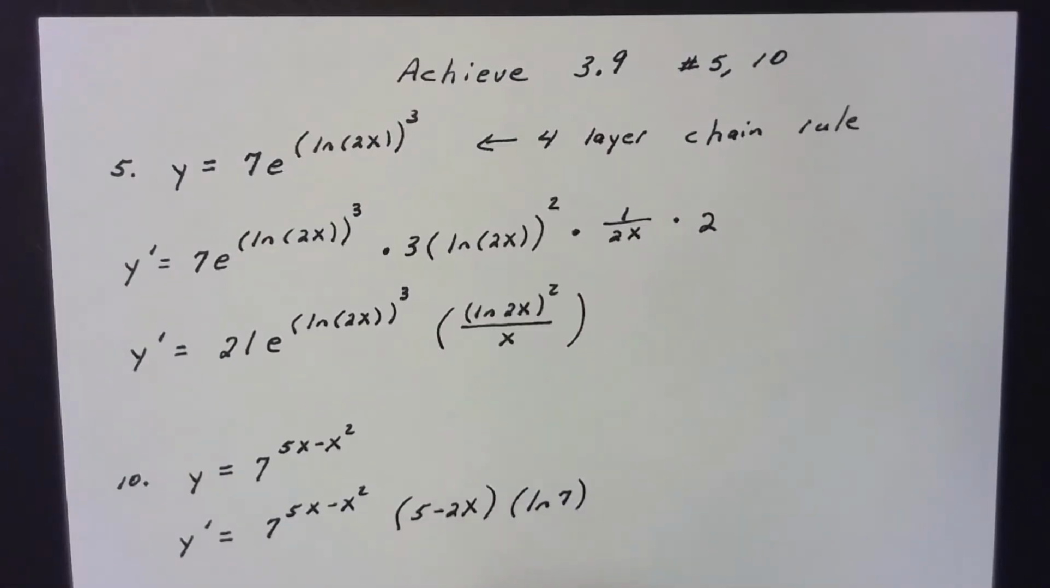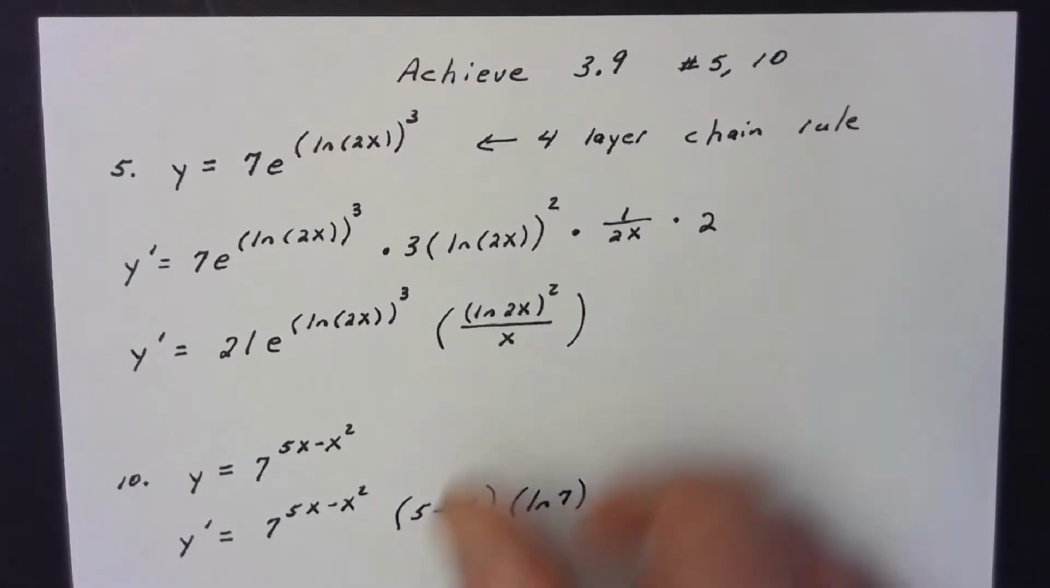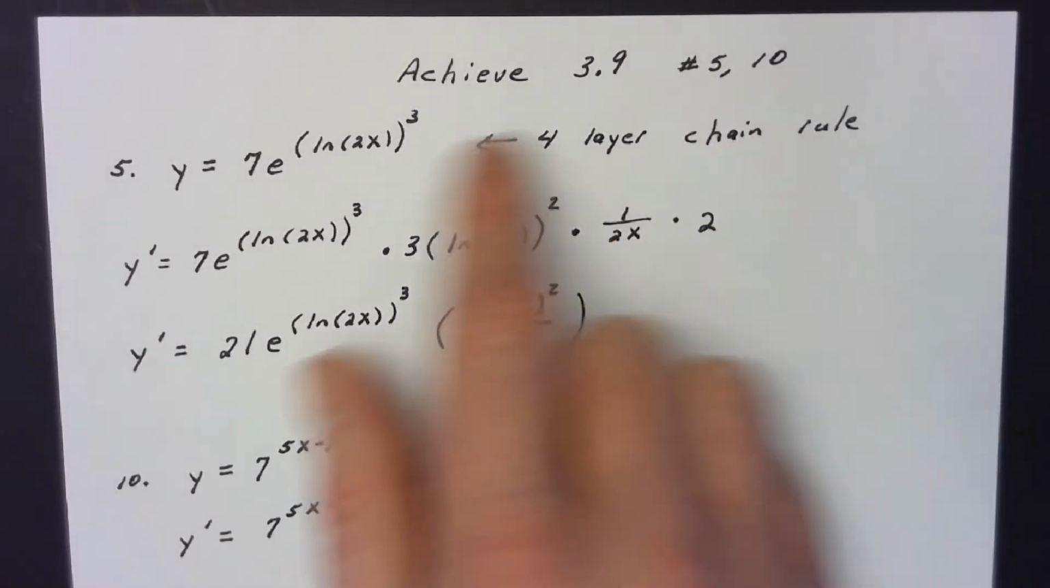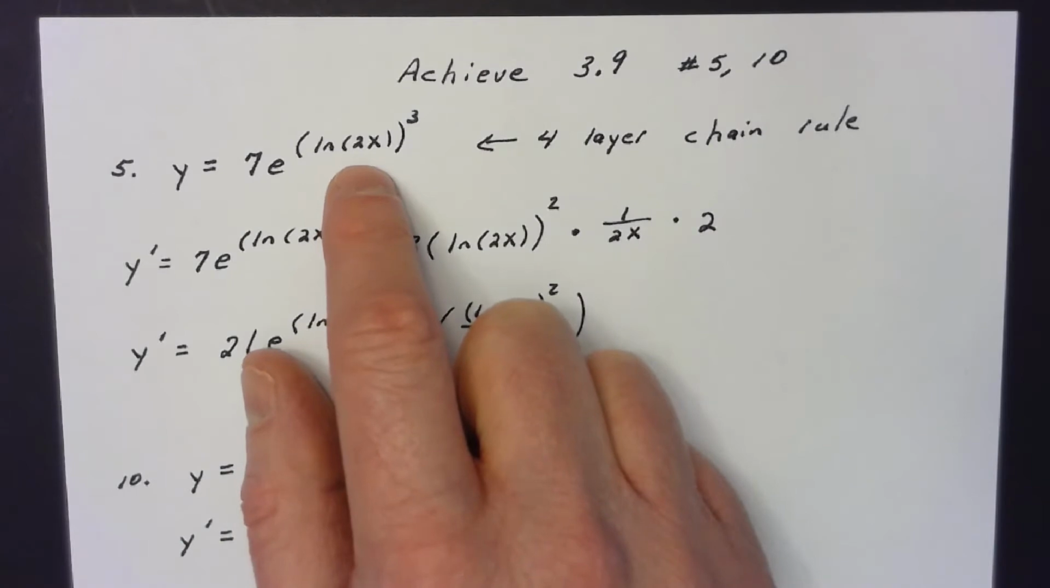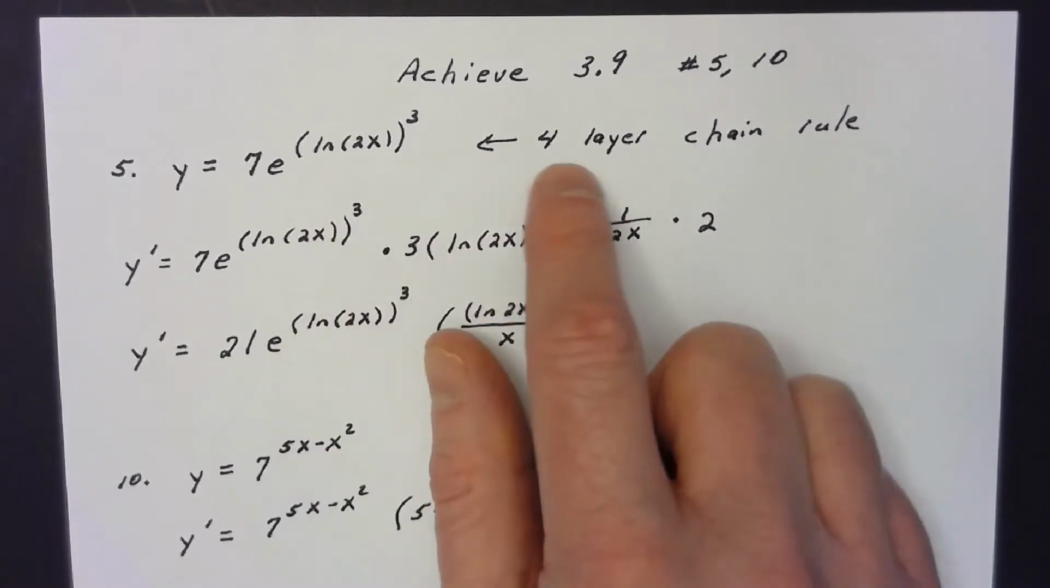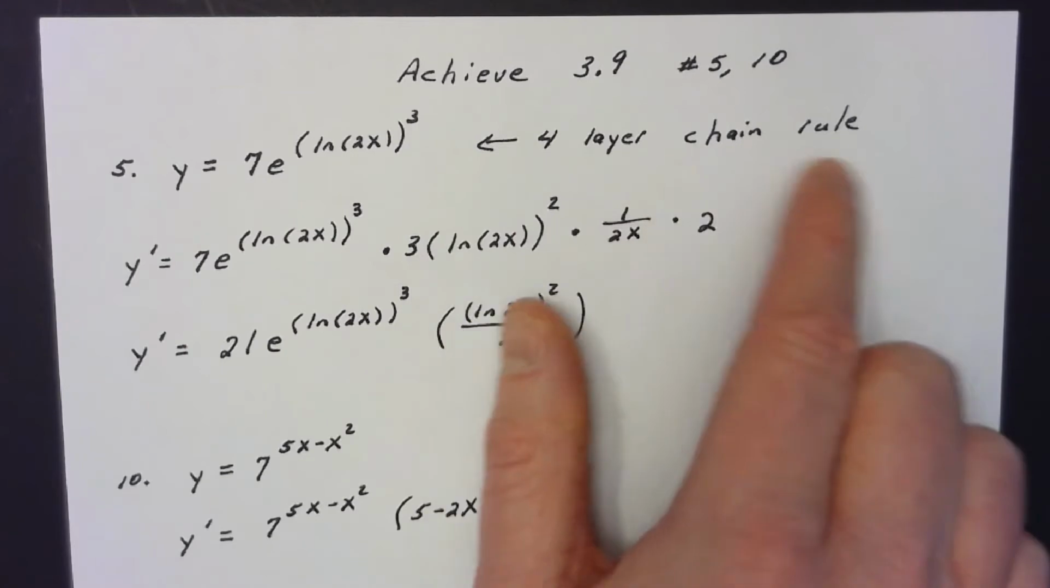Hi all. This video is supposed to help you out with questions 5 and 10 in Achieve section 3.9. 5 is actually a gorgeous one. I really like it, but I can see how it could throw off a lot of people. Please understand in this problem, before you work it, you need to understand it's a 4-layer chain rule.